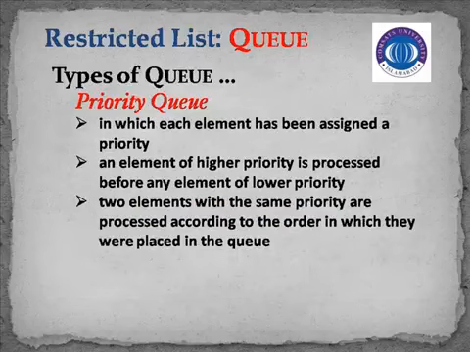Dear listeners, finally the priority queue is defined, in which each element has been assigned a priority. An element of higher priority is processed before any element of lower priority. Two elements with the same priority are processed according to the order first come, first served, that is, the order in which they were placed in the queue.